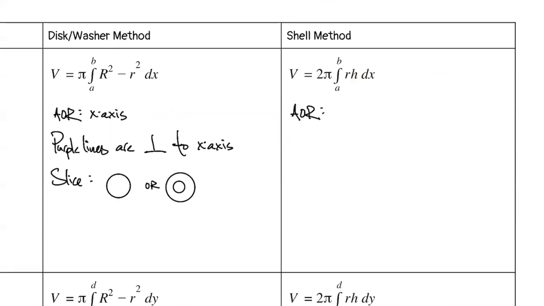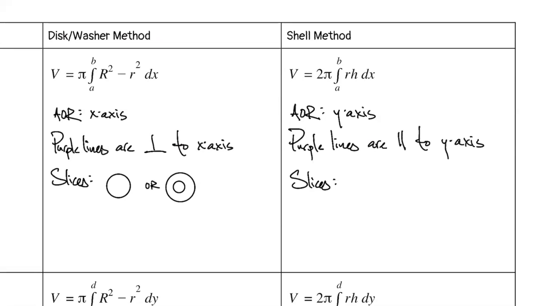So we want to talk about the axis of revolution, we want to talk about the purple lines, and we want to think about what those slices look like. Our axis of revolution here is indeed the y-axis. That means my purple lines are parallel to the y-axis, and my slices are going to be hollow cylinders.